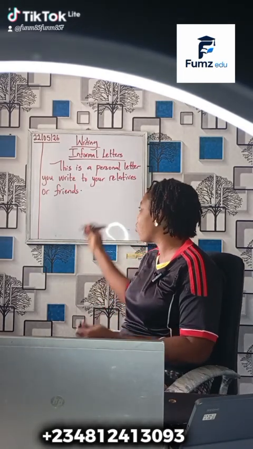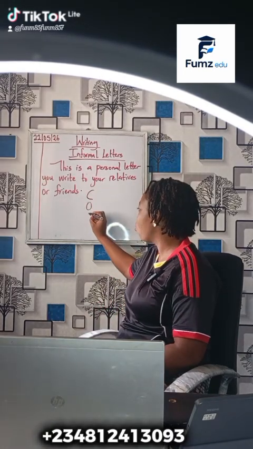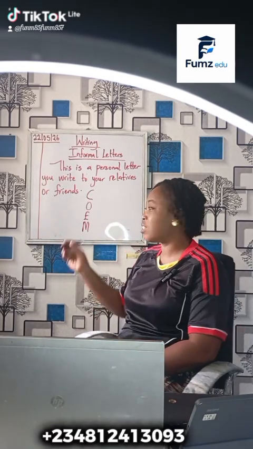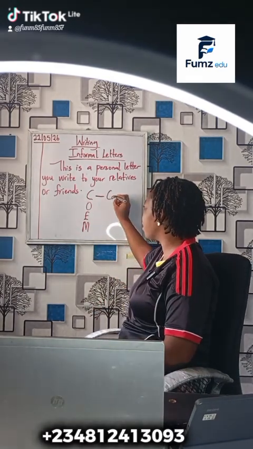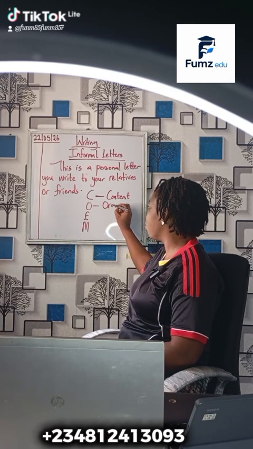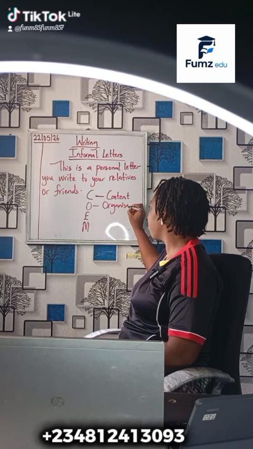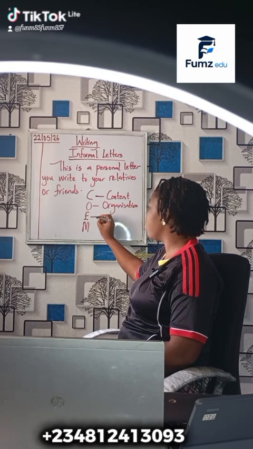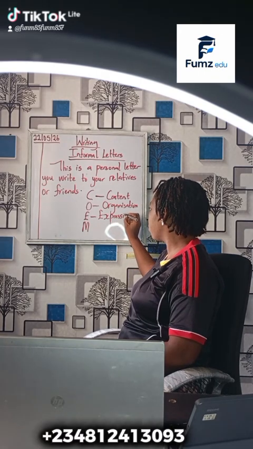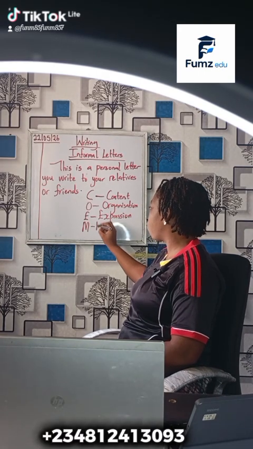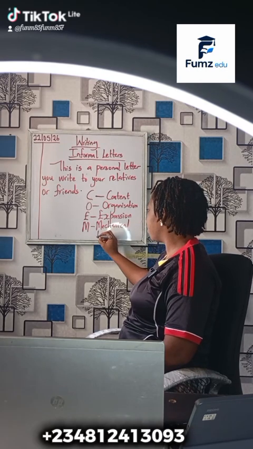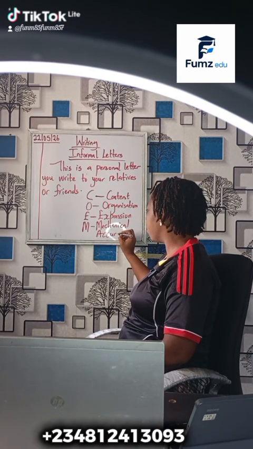For WAEC, I call it COEN. This is what they mark. What does the C stand for? It stands for the content. Your O stands for the organization. Your E stands for the expression. And the M stands for mechanical accuracy. These are what they will mark.